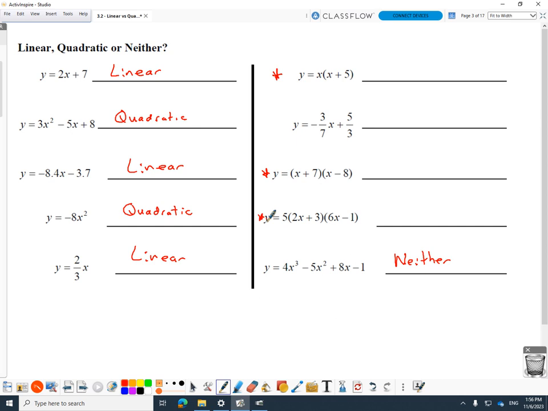Even though it's crazy fractions, it's not bad. It's linear. It's just y equals mx plus b. I know the numbers are funny, but it's just x's and numbers. Now, I know why he said this one was linear, because it's just x's and numbers.